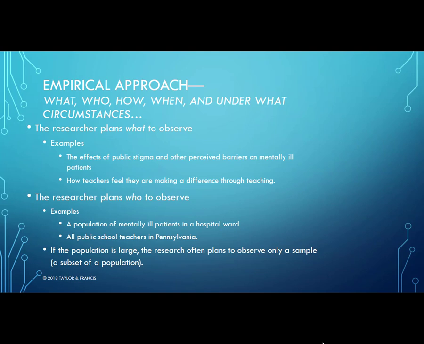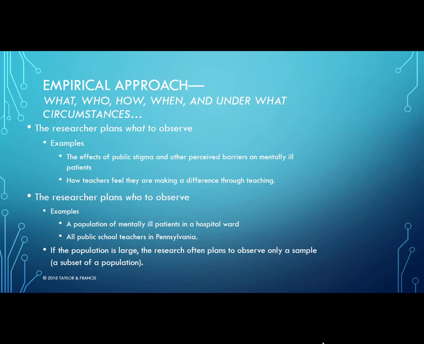So that's your what. Next, the researcher plans who to observe. For example, a population of mentally ill patients in a hospital ward, or all public school teachers in Pennsylvania. If a population is large, the researcher often plans to observe only a sample, a subset of the population.